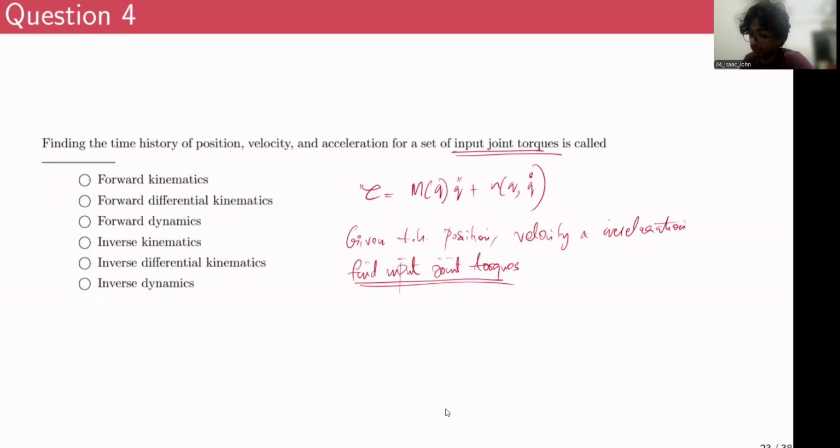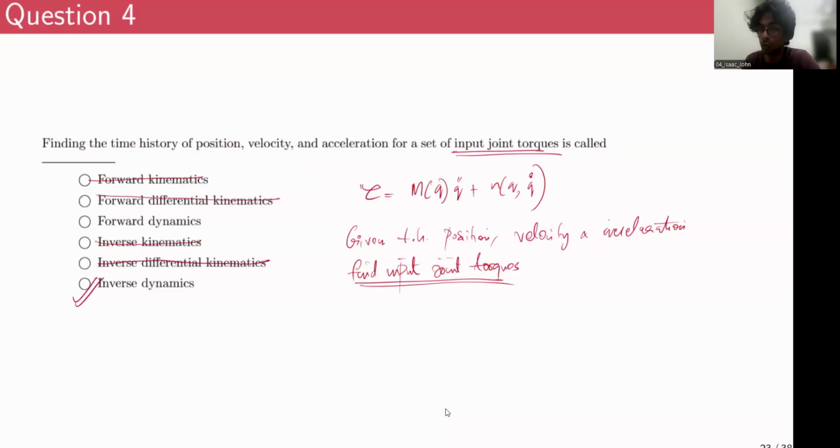So we can essentially eliminate all the kinematics from the options. So the only question that remains is whether it is a forward dynamic problem or an inverse dynamic problem. Here it is specified that Q, Q dot, and Q double dot are all given. We are trying to find out this vector tau. Inverse dynamics. Yeah, okay, inverse.